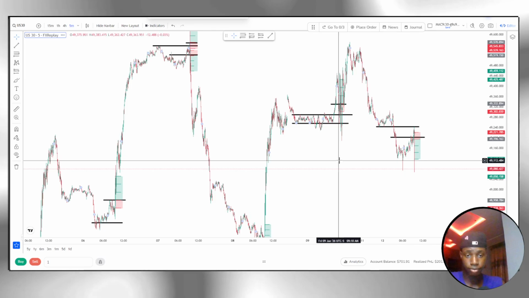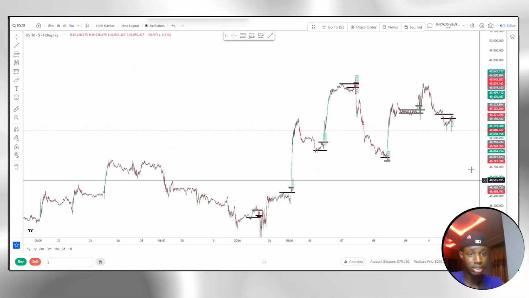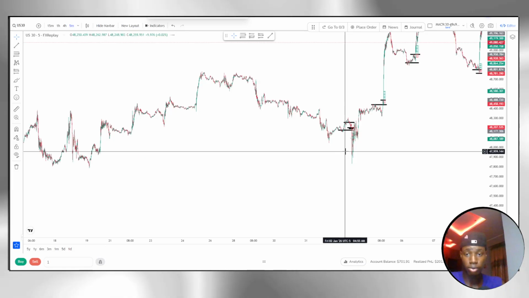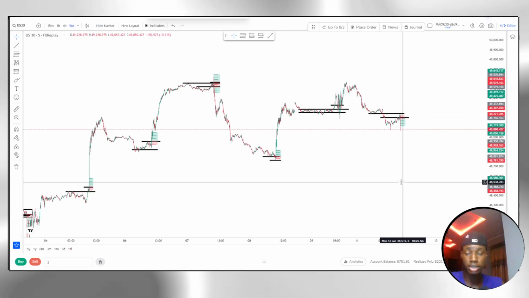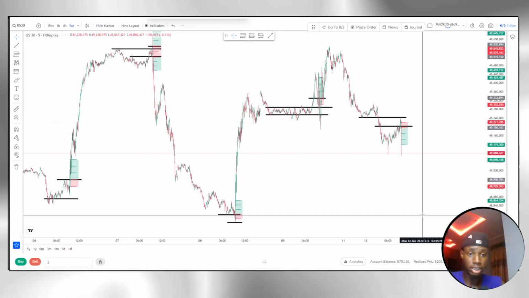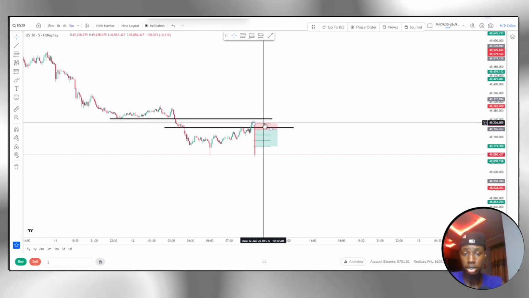How many days have we already taken? This should be the seventh day. 1, 2, 3, 4, 5, 6, seventh day. 7 days of straight winning.